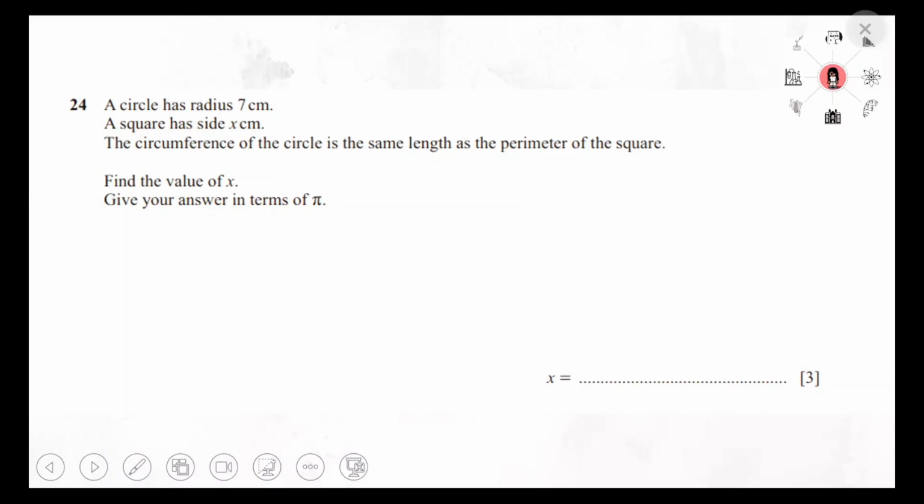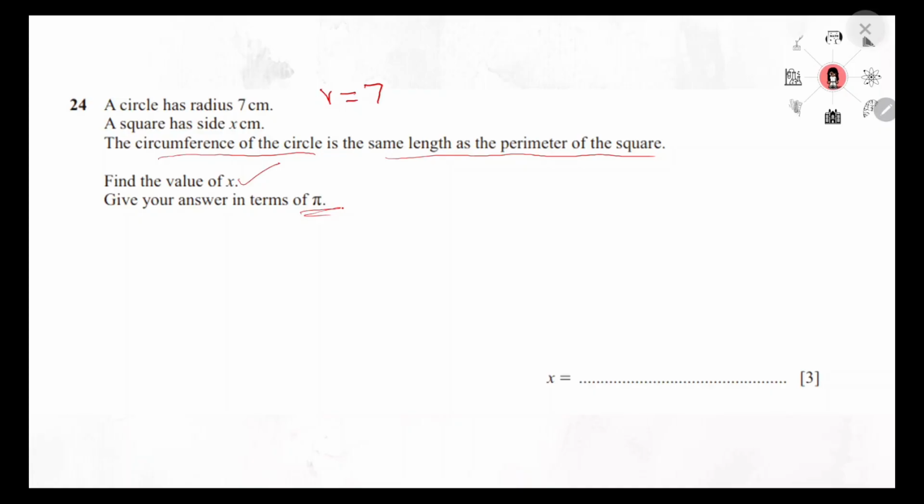Question 24. A circle has radius 7 centimeters, so r equals 7. The square has side x centimeters. The circumference of the circle is the same length as the perimeter of the square. Find the value of x. Give your answer in terms of pi.